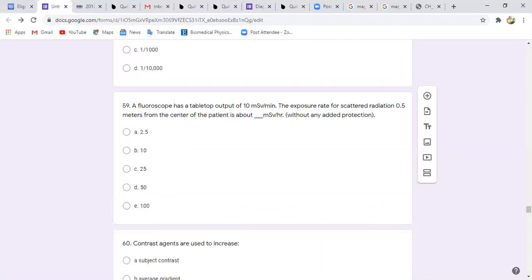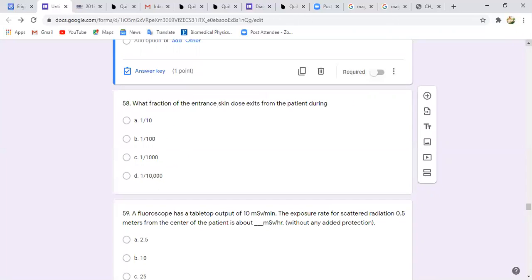So what fraction, this is a practical question, what fraction of the entrance skin dose exits from the patient during mammography, radiography and so on? What fraction exits from the patient?